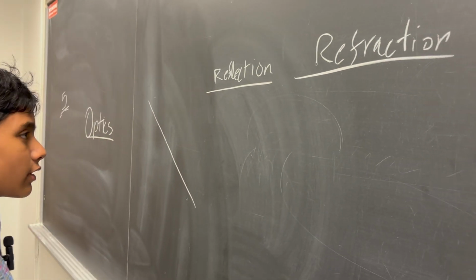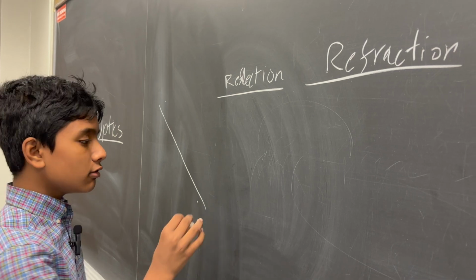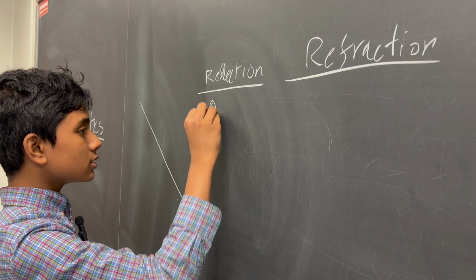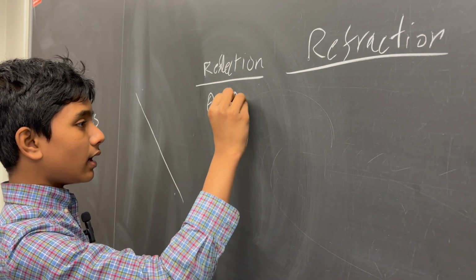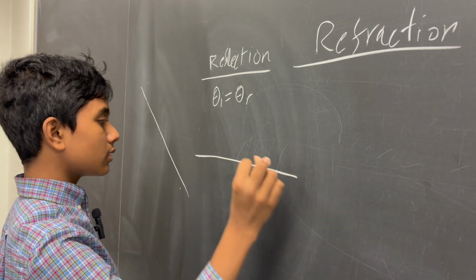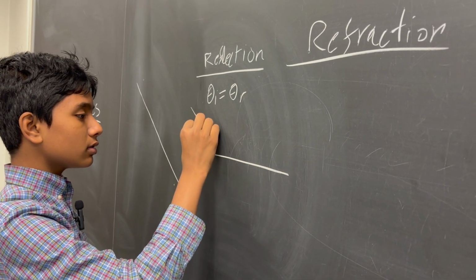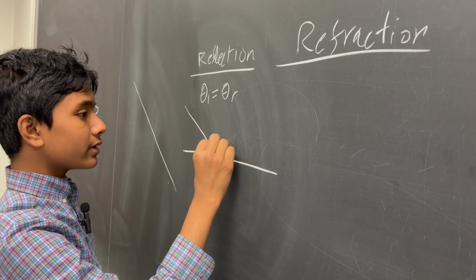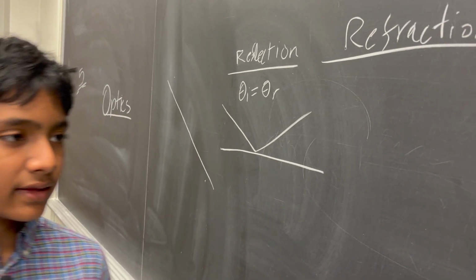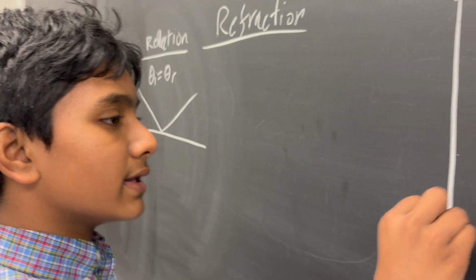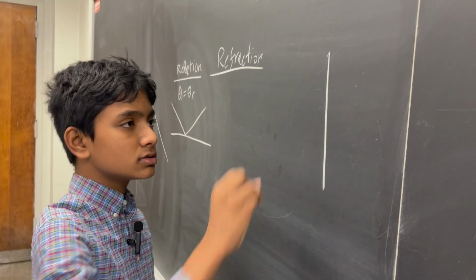First up, we've got reflection. So reflection just follows a very simple law. Theta I equals theta R. You have a plane mirror and anything over here gets completely reflected. You probably have a mirror like this in your dressing room or somewhere else.